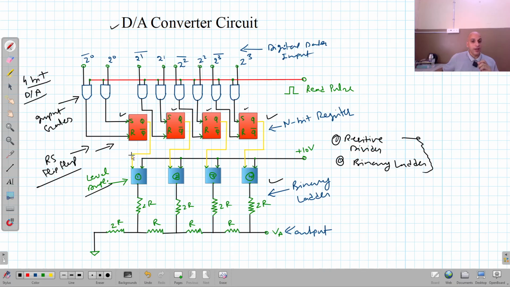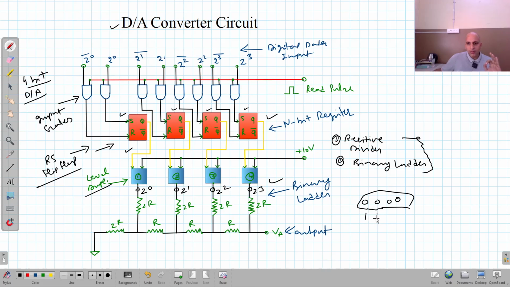So this is the role of the level amplifier. One input to the level amplifier is the output coming from the flip-flop, and the other input is a fixed voltage supply of 10 volt. The level amplifier does only one task: it maintains the voltage level of all the bits. This is for 2 raised to power 0, 2 raised to power 1, 2 raised to power 2 and 2 raised to power 3. If I am applying 0, 0, 0, 0, it means the potential at all these inputs is exactly 0, no variation.